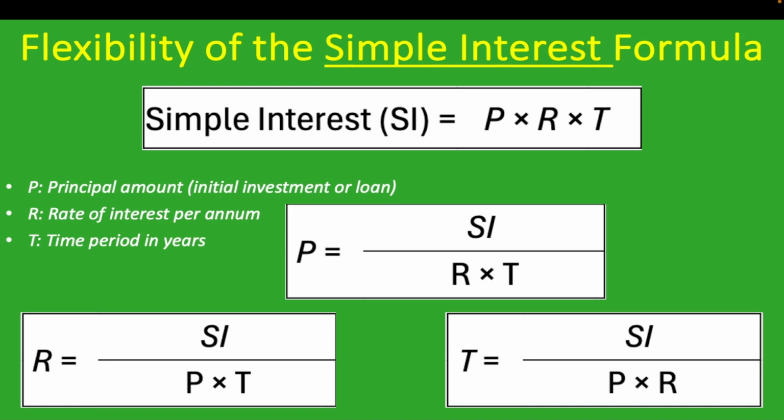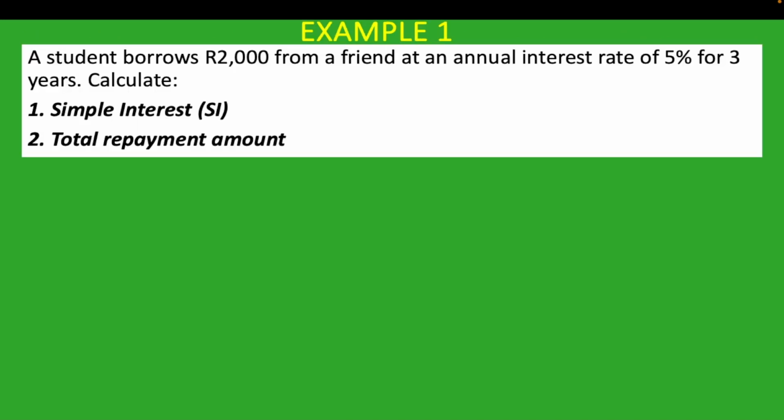So let's have a look at our first example here. We're told that a student borrows 2,000 Rand from a friend at an annual interest rate of 5% for 3 years. Calculate the simple interest, or SI, that's the acronym we'll use here. And secondly, calculate the total repayment amount, meaning how much in total will he be paying back his friend when the 3 years has lapsed. Obviously, you should know that it's going to be the 2,000 Rand that he is borrowing plus whatever the interest is.